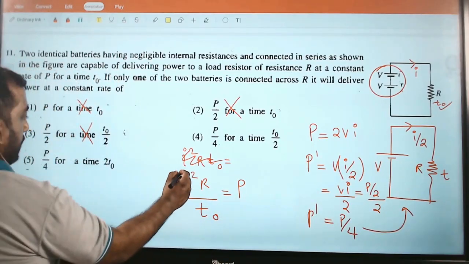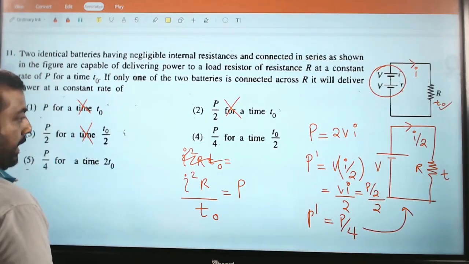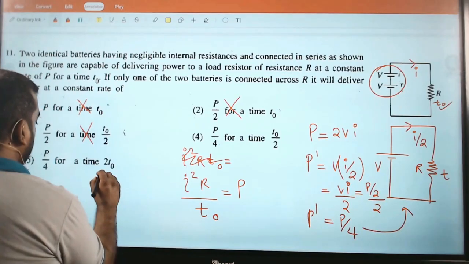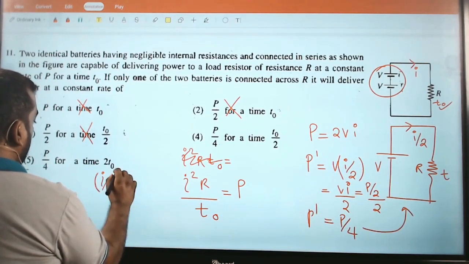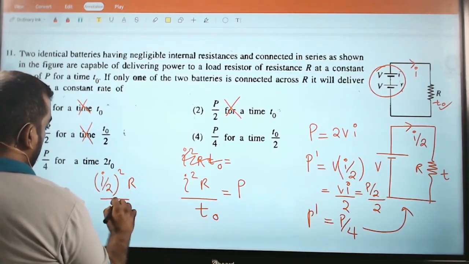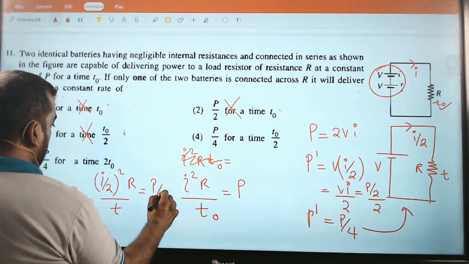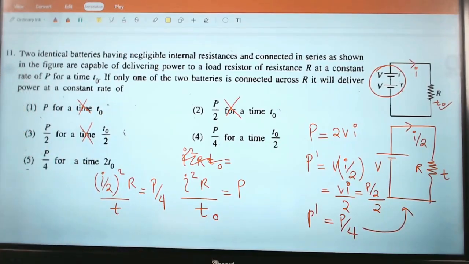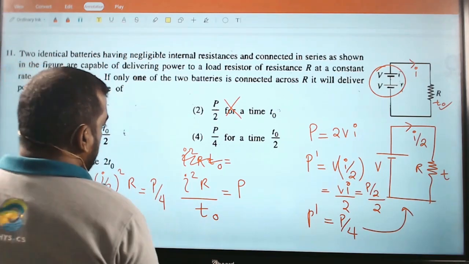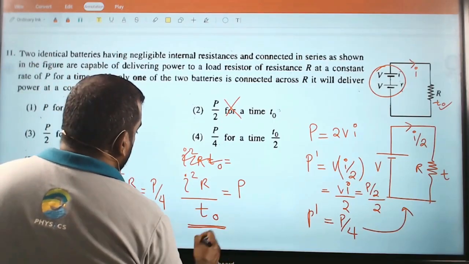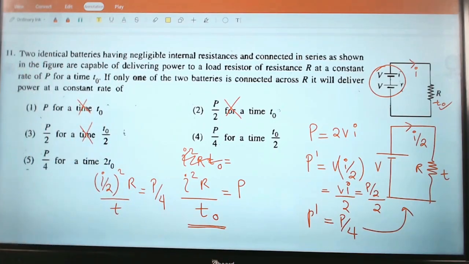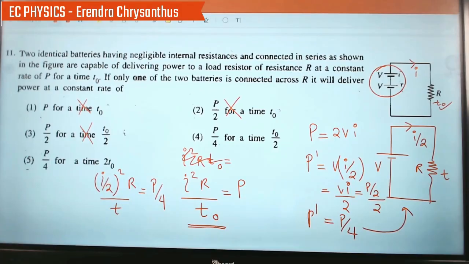Now the current is I divided by 2. I divided by 2 squared R, power is going to be P divided by 4. Look at the board carefully. P divided by 4. So here the power transferred for a time T naught. What can you say here?